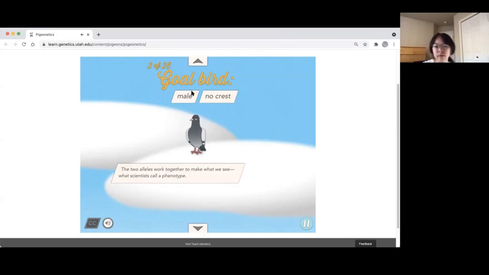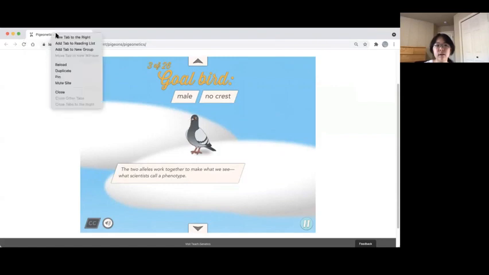Oh yeah, and also if the music is bothering you or you can't hear it, you can mute the site. I think for most computers, if you right click on this, you can mute the site. I don't know if it will work for you, but there should be an option.